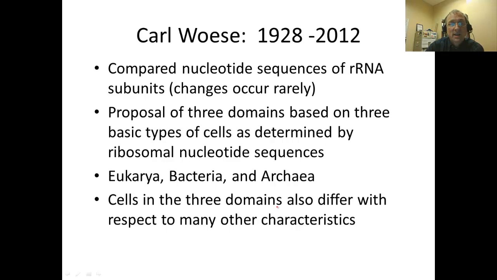And so Woese did this. He did this with many, many different microorganisms, and also with some animals and plants as well. After completing this, what he then proposed was, instead of 5 kingdoms as we saw in the previous slide, 3 domains of life, based on 3 basic types of cells, as determined by comparing these ribosomal DNA sequences. The 3 domains that Woese proposed were Eukarya, which is composed of all eukaryotic organisms, plants, animals, fungi, and protista, and 2 classes of prokaryotic organisms, the Bacteria and the Archaea.